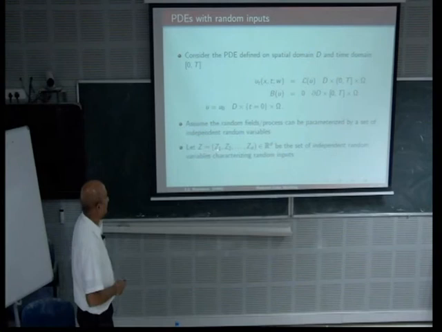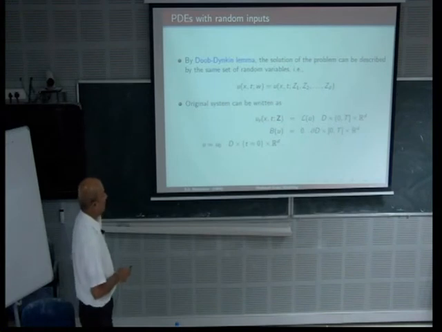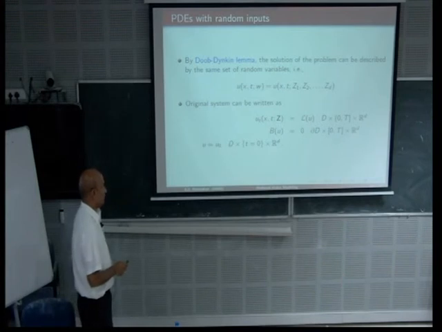Let Z equal Z1 to Zd, a set of independent random variables characterizing random inputs. Then you can use this lemma, the Doob-Dynkin lemma, to describe the same set of random variables. That means this lemma says you can write u of x, t, w as u of x, t, z1, z2, ..., zd. Basically u(x,t) is a function of z. So the original system can be converted into this PDE. Now you see your random domain is R^d.